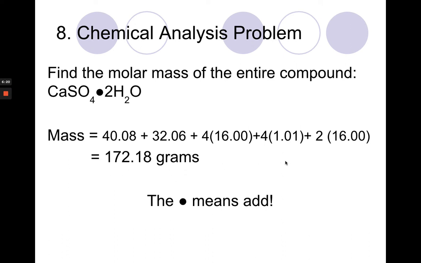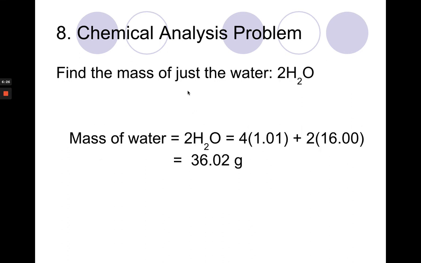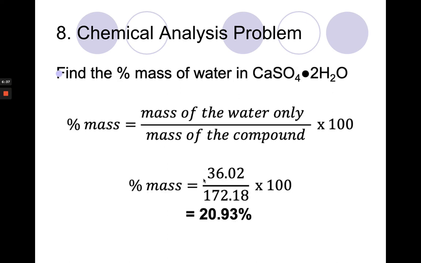So that's the whole. Now we have to figure out the part that's just water, which is of course just this part right here. If we add just the mass of the water, the 4 times 1.01 and the 2 times 16, the mass of just the water is 36.02. Now we plug it into that equation. The percent mass will be the mass of the water only over the mass of the compound times 100. So the percent mass of water in calcium sulfate dihydrate would be 36.02 over 172.18 times 100, which is 20.93%. That means 20.93% of the mass of calcium sulfate dihydrate is due just to the water embedded in the crystal.